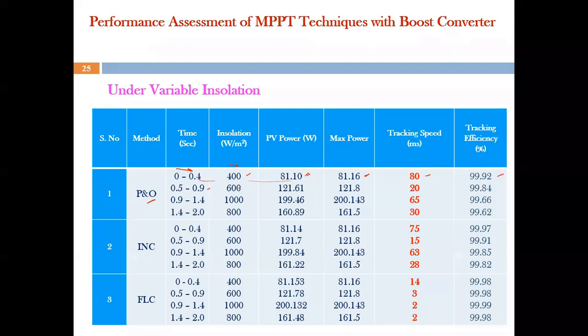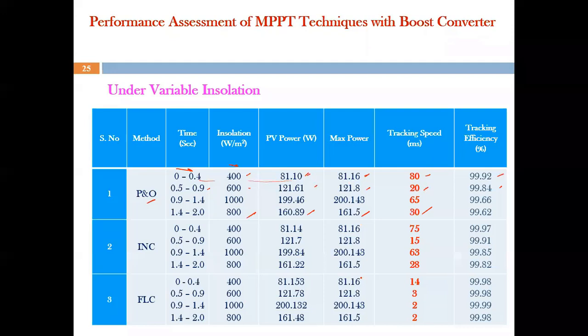In between 0.5 to 0.9, at 600 watt per meter square, I observed 121.8 as the highest, and the tracking speed was 99. The maximum I achieved is from 1.4 to 2, at 800 watt per meter square, 160; I have achieved 161.